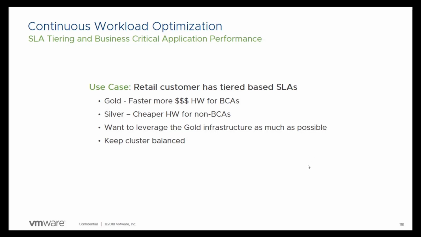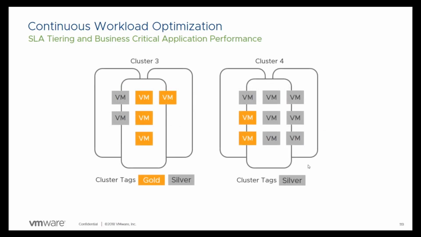So let's go ahead and see the environment that I've set up visually here. I've got 2 clusters, cluster 3 and cluster 4. Cluster 3 is our gold tier cluster. I'm going to label that one and tag that one as gold and silver.